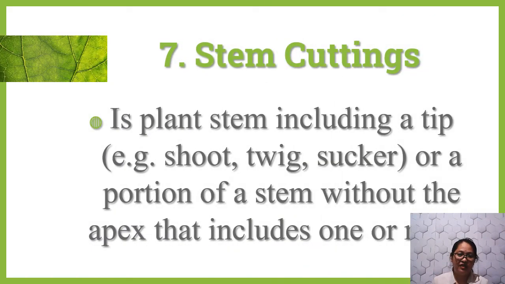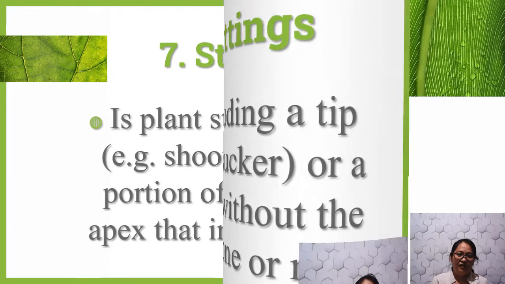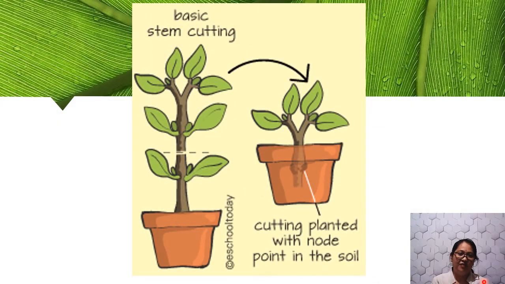Next, last number is 7, stem cuttings. This is a plant stem including a tip, for example, shoot, twig, sucker, or a portion of a stem without the apex that includes one or more nodes. This is the illustration of stem cutting. From the basic stem, cut the stem and plant it with the node point in the soil. So go back. We have 7 kinds of vegetative propagule. These are the runners, slips, suckers, corms, root cutting, leaf bud cuttings, and the stem cuttings.